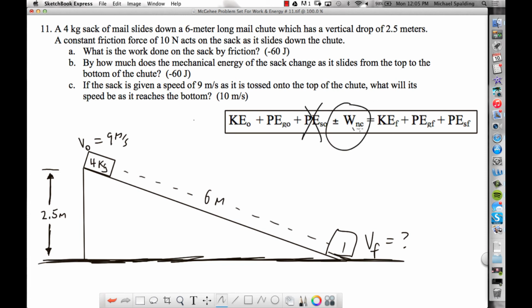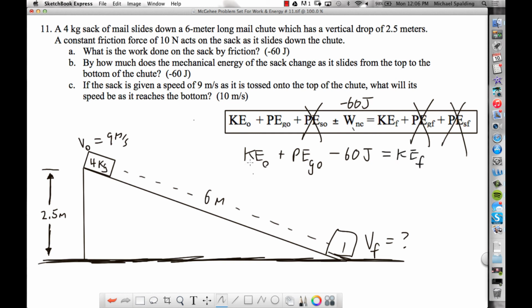Do we have work non-conservative? Yeah, in fact, we know what that is. It's negative 60. That's the work done by friction. Okay, down here. Do we end with kinetic? Yes. Potential of gravity? No, because it's on the 0 point. Potential of spring? No. So here's what we got. We got kinetic initial plus potential of gravity initial minus the 60 joules that friction took away equals the kinetic final.